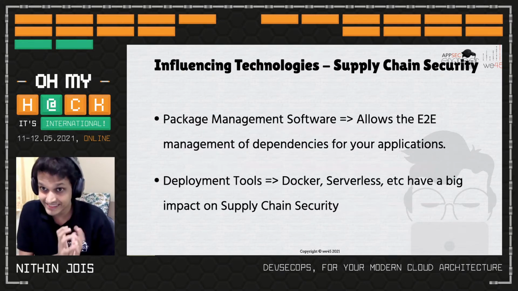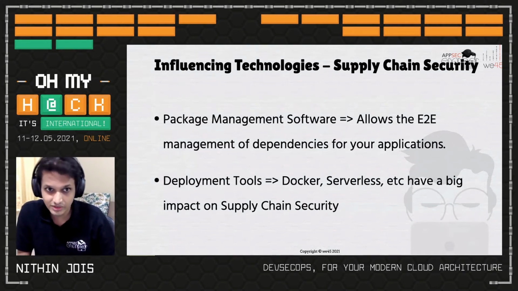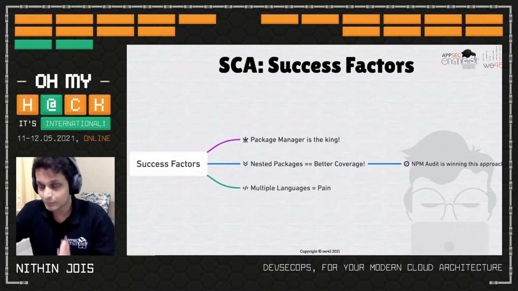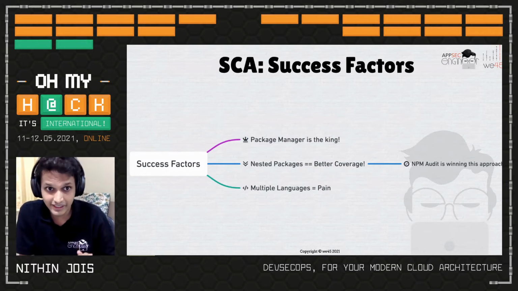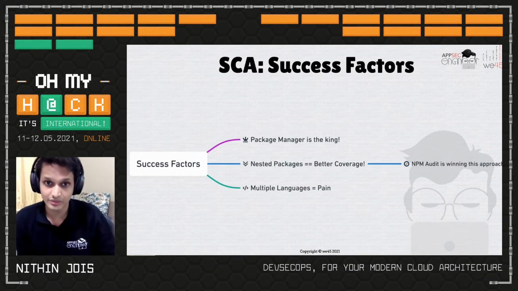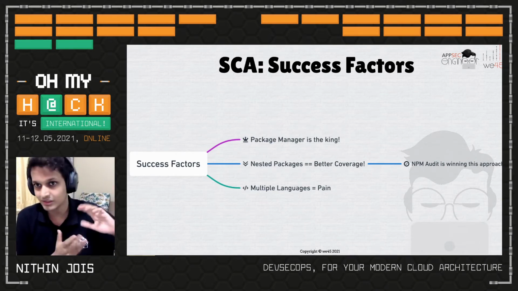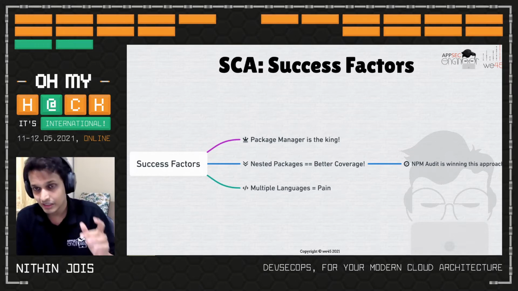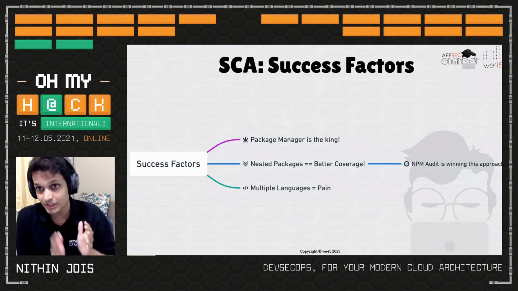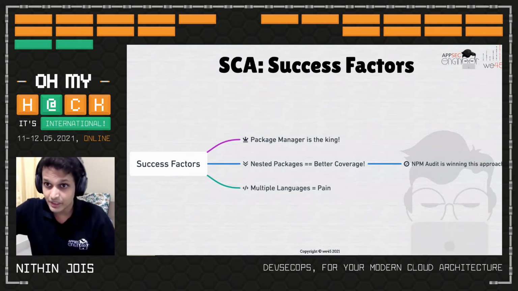So when it comes to supply chain attacks or supply chain security, your package manager is going to be the king, right? So it's completely going to depend on what your package manager is, how it performs, and nested packages essentially gives you better coverage. And npm audit is winning this approach, right? So if you compare something like Python and npm audit, when it comes to Python, it just gives you a requirements.txt, but it does not necessarily tell you the dependencies of your dependency, right? So it does not tell you about the nested dependency. npm, on the other hand, is going to go ahead and tell you about that as well.